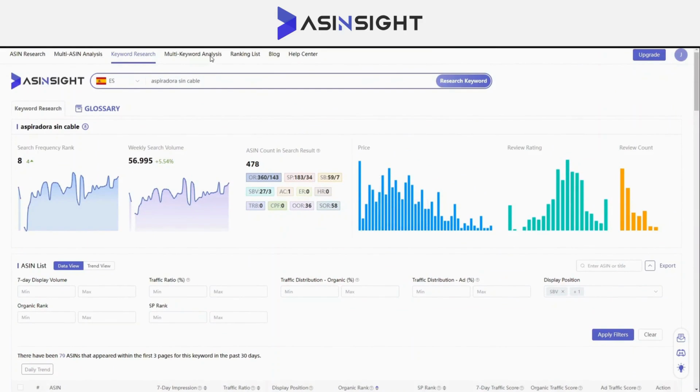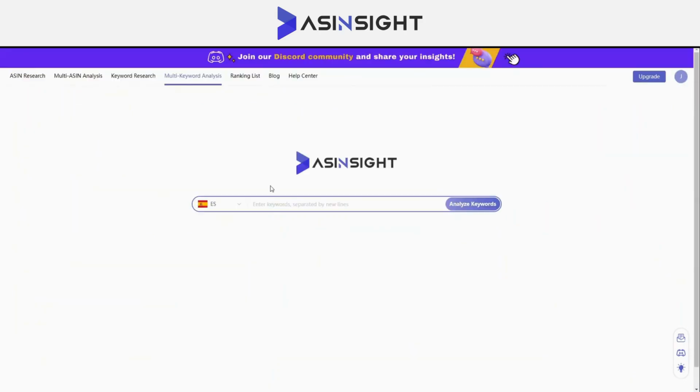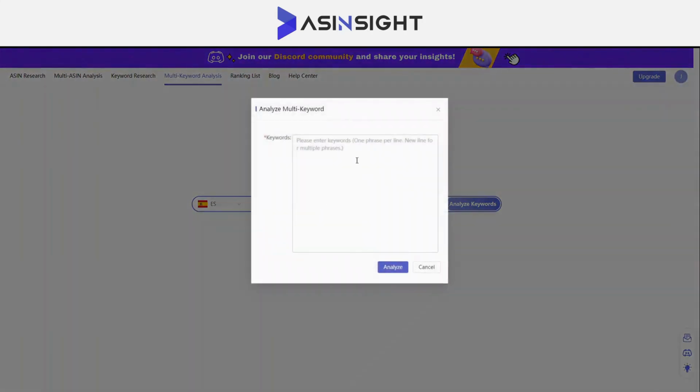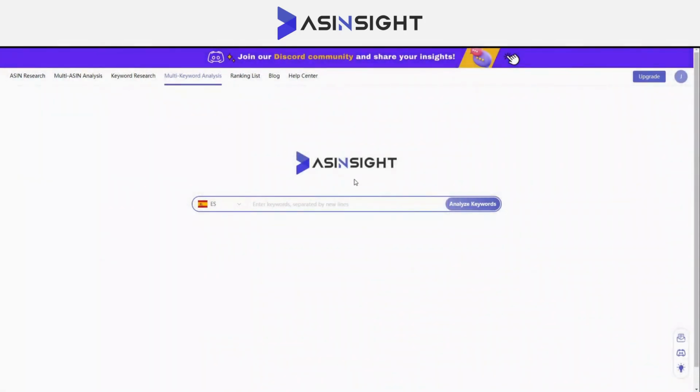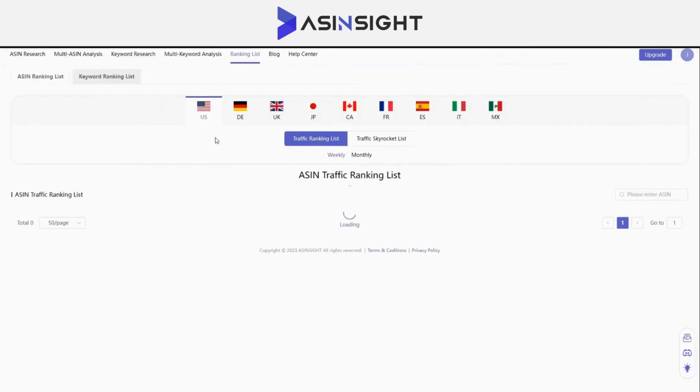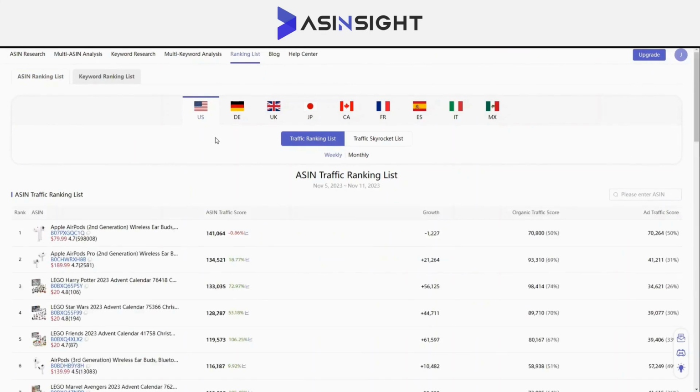I can do the same for multiple keywords. I mean, there's no need to go one by one. I can input several separated by commas or on different lines. I don't know what the limit is. I imagine it must be between 100 or 200, which is what Helium 10's Magnet has, and as this is a tool that competes against them, I understand that it should be approximately that amount. And then we have the ranking list, which shows us by ASINs or keywords which ones have the most searches and the most clicks, both organically and in traffic score.